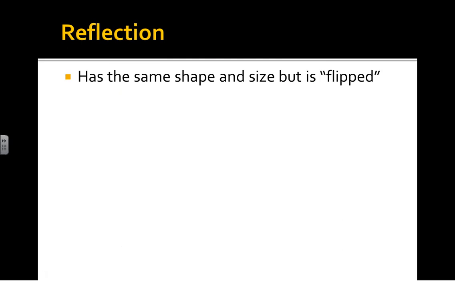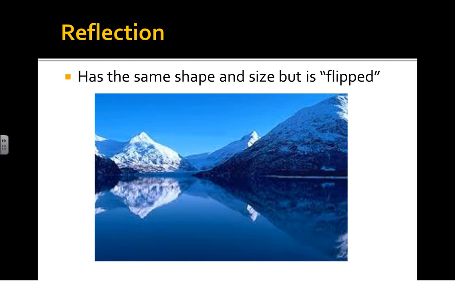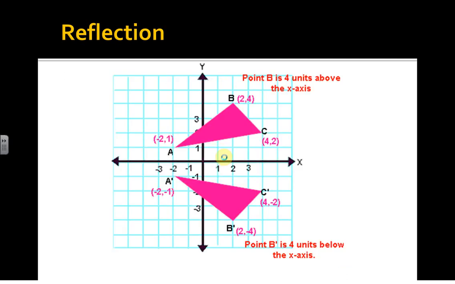A reflection has the same shape and size, but it's flipped. Think about a reflection on water. This is the line of reflection right here. And you see the exact same thing, but flipped. This is down here, this is over here. Everything got flipped. Okay. Graphically, it's going to look like this.